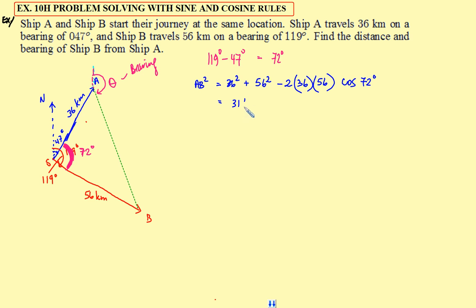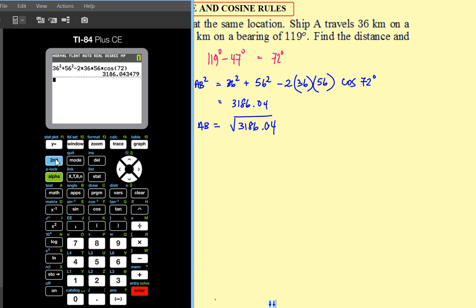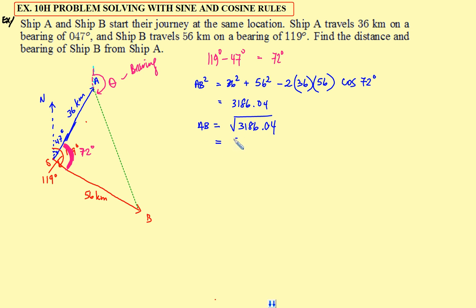3186.04, and now I have to take the square root of that. I'll do second function, square root, second function, my previous answer, and I get 56.4. So I know that my length here is going to be 56.4 kilometers.